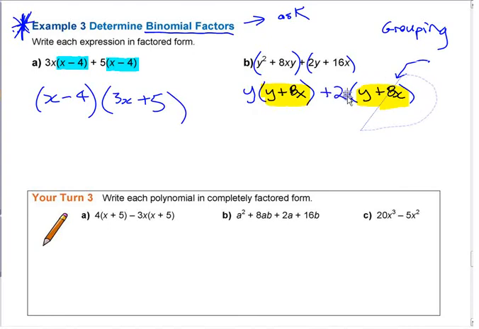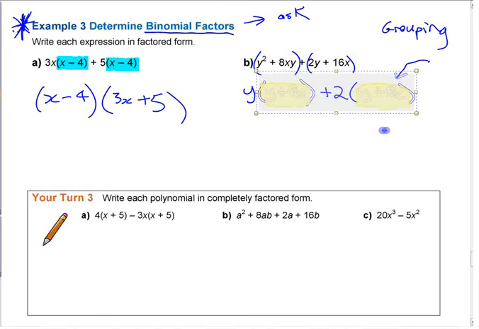Let me try my lassoing skills again here. See if I can do better. Oh, I missed that one. I can feel it. This is going to be good. There we go. Okay, got it.